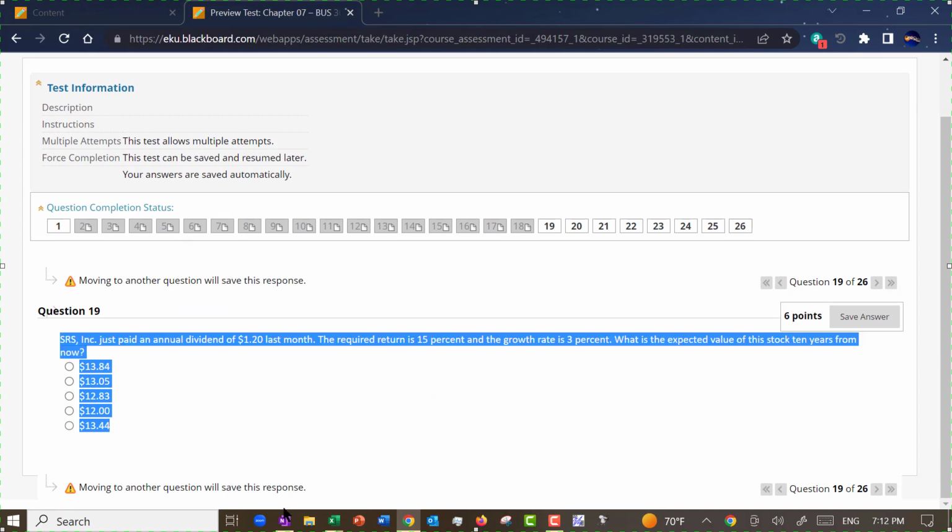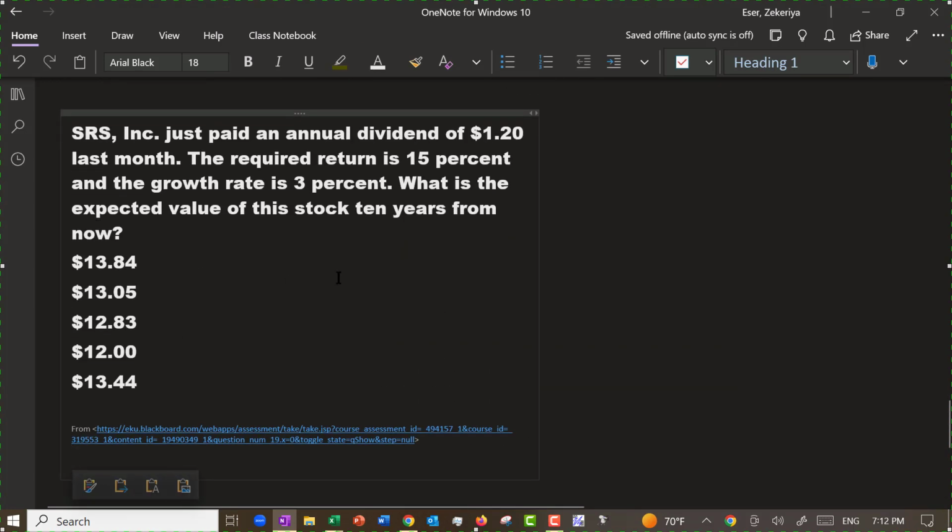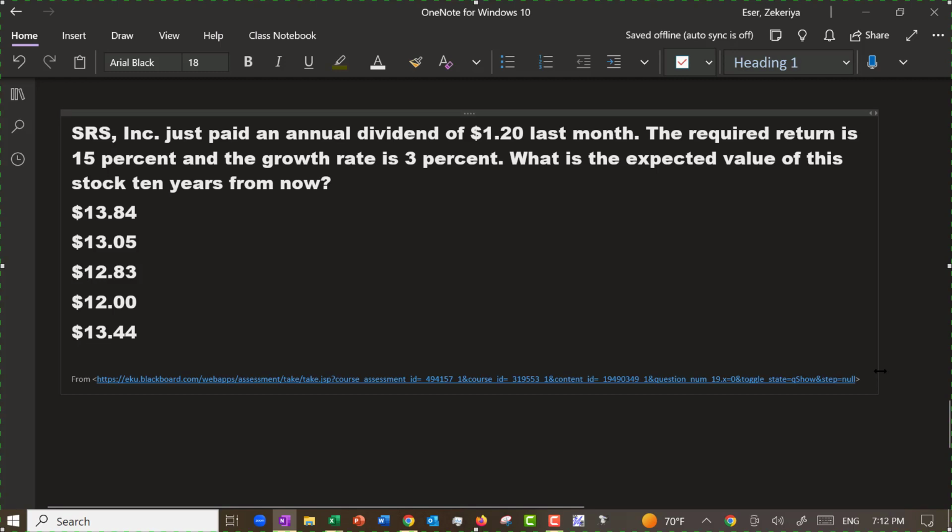Okay, this company paid an annual dividend of 120 last month. The required return is 15% and the growth rate is 3%. What's the expected value of this stock 10 years from now? So we're looking for value in year 10, okay?